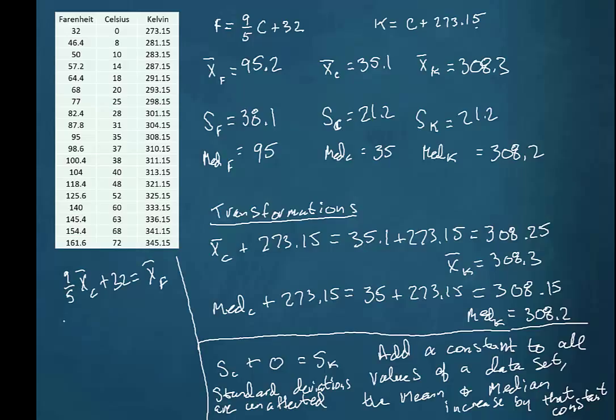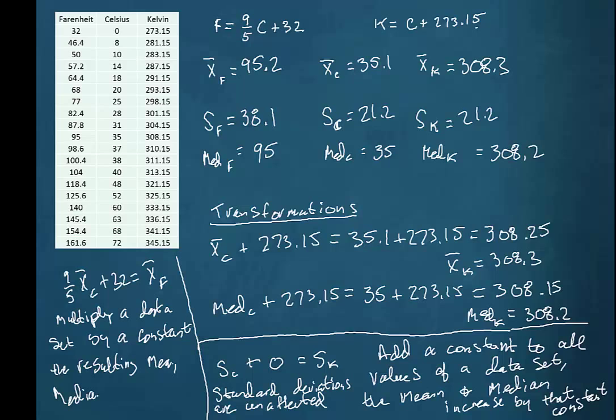And so we have a set of rules for multiplication, and those are that if we multiply a data set by a constant, the resulting mean, median, and standard deviation are multiplied by the same constant.